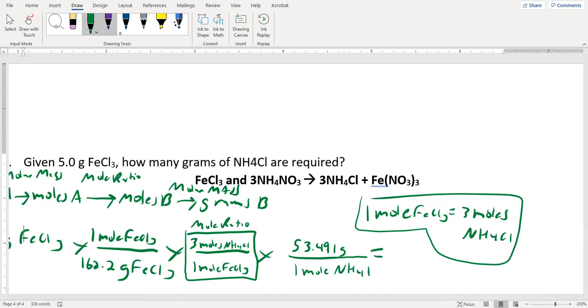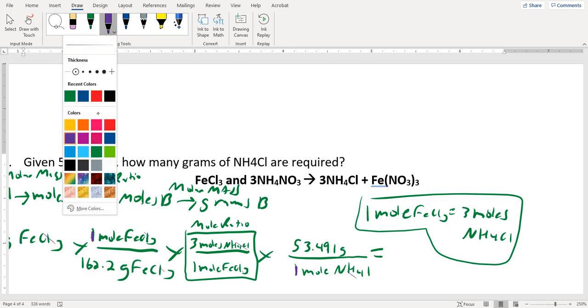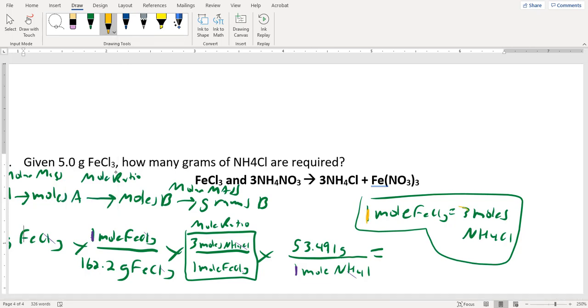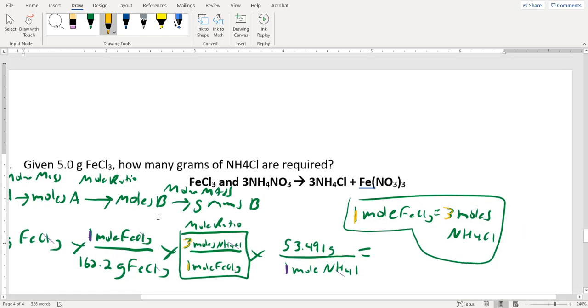Make sure everything cross-cancels before you even start doing your math. Now I'm cross-canceling the units. Please keep in mind that when you go from moles to grams or grams to moles, it's always out of 1 mole. Always out of 1 mole. And the only time you ever use the different numbers is in the mole ratio. So in this case, there's 1 mole of iron chloride and 3 moles of ammonium chloride, so that's where you have to put in different numbers for the moles. Now you go ahead and do your calculation.